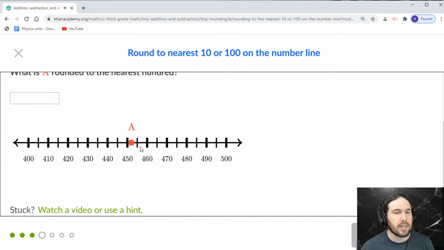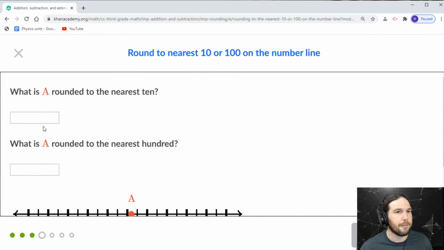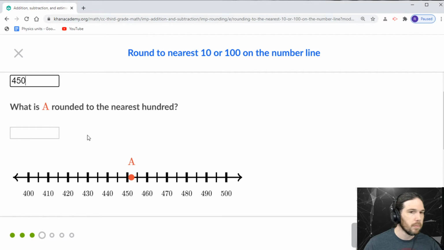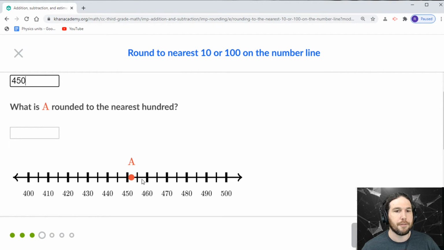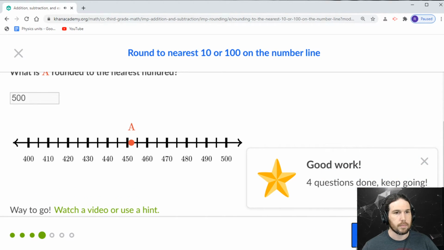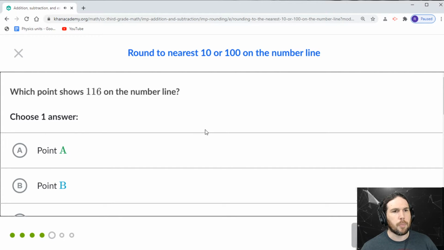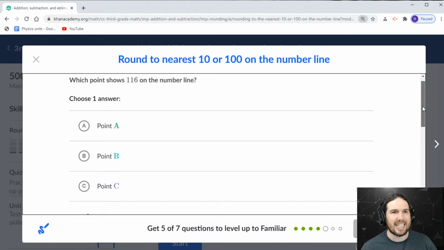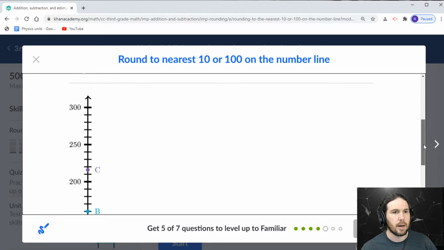What is A rounded to the nearest 100? That looks like 450 to me. But since it is above 450, the closest 100 is actually 500. Excellent.